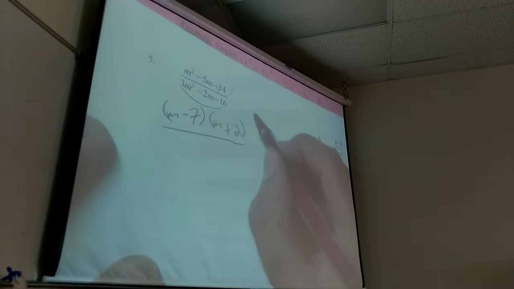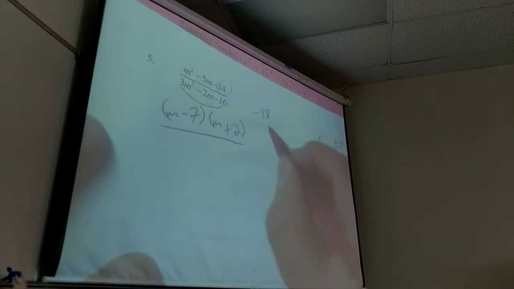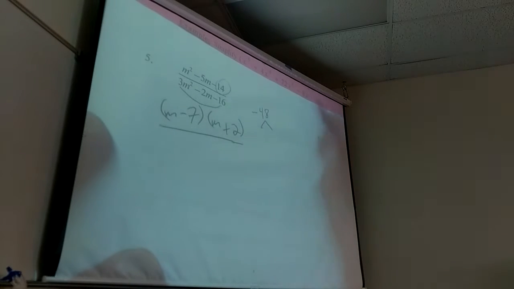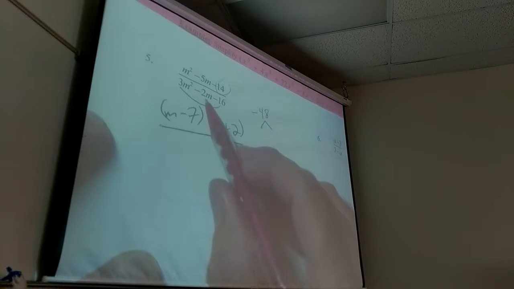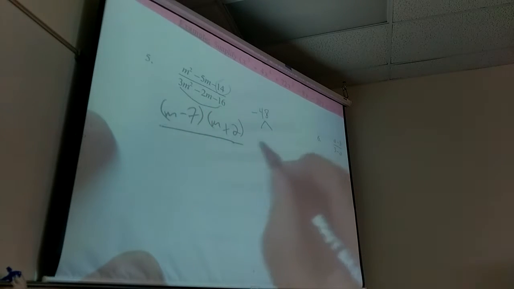3 times -16 is... -48. You can do it, Jeff. So you need factors of -48 that add to be -2. I like it. -8 and 6.